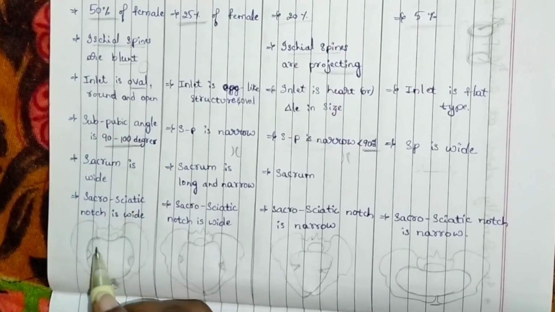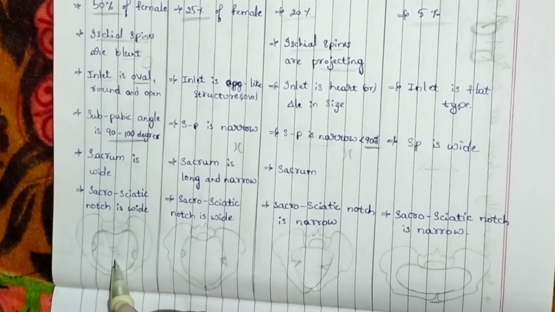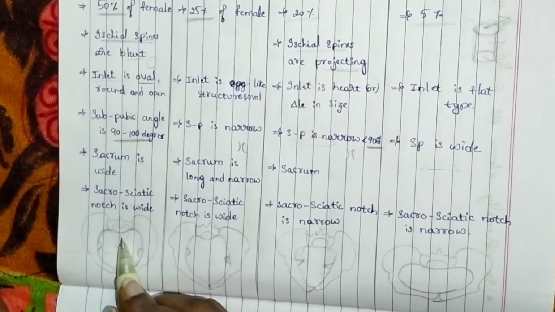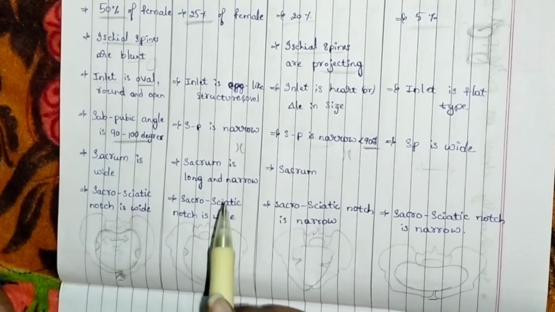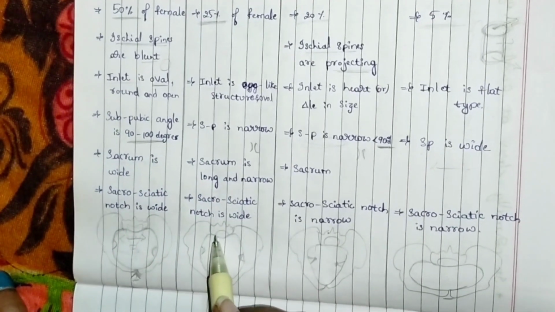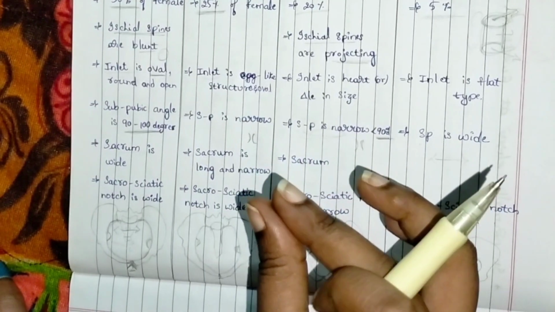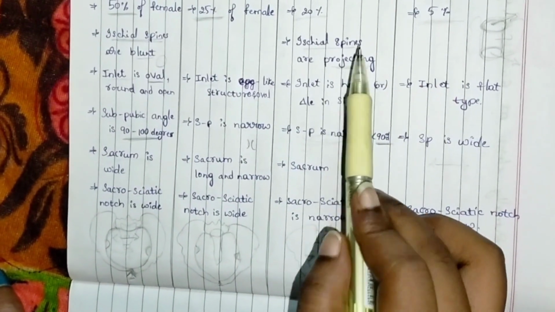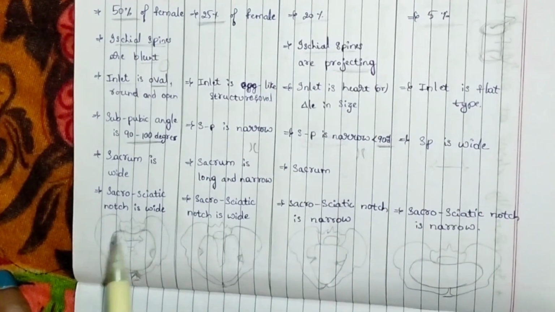Next, the sacrum. If you see the structure, you'll get to know the sacrum is here. This is the coccyx and this is the sacrum. Here the sacrum is wider. Wider in the sense it is large in shape. Here the sacrum is long and narrow. Long, but narrow in shape. Narrow in the sense it's small. In these 2 types, the sacrum is normal.